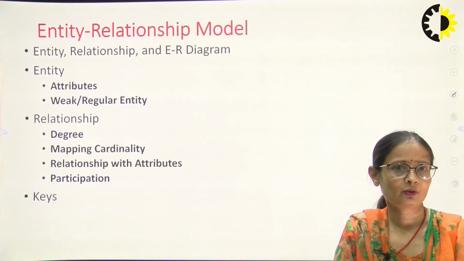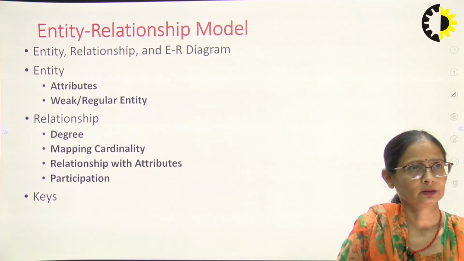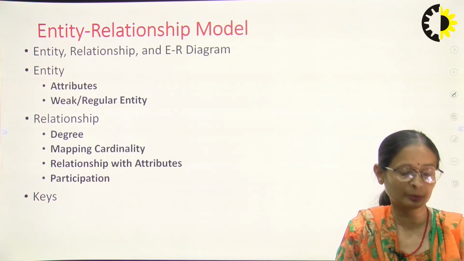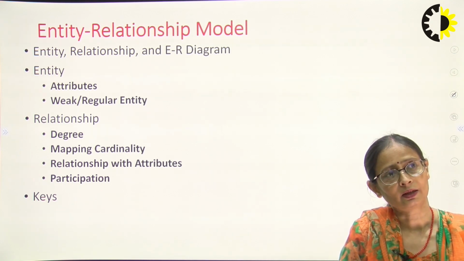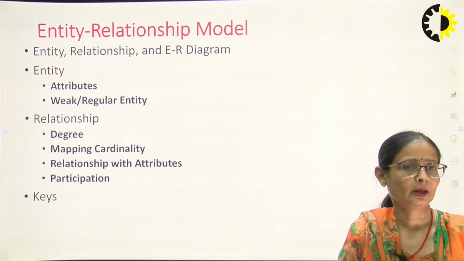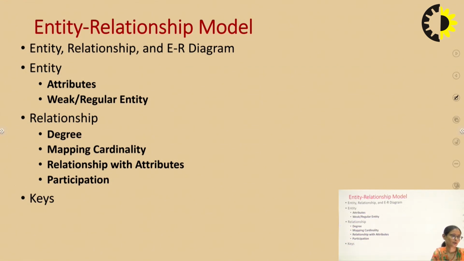These are the contents which we are going to discuss. What is entity? What is the meaning of relationship in an ER diagram? Then the components of the ER diagram, that is entity, relationship, various kinds of attributes. Then in the relationship we are going to discuss what is the meaning of degree, mapping cardinality, relationship, participation. Then we are going to discuss different keys which we need to show in an ER diagram, symbols of the ER diagram, and a use case.